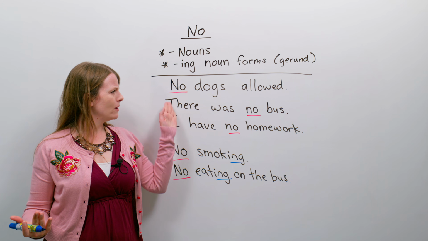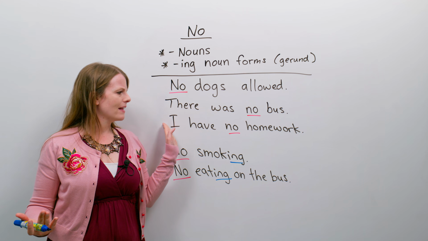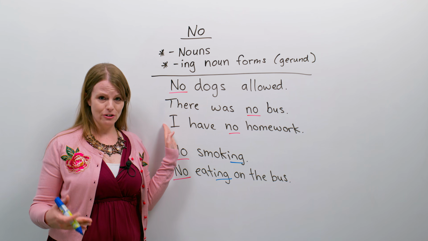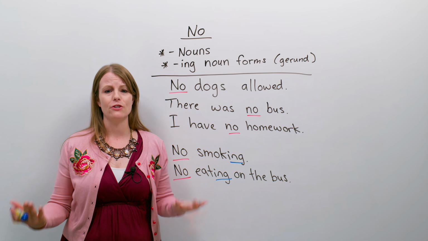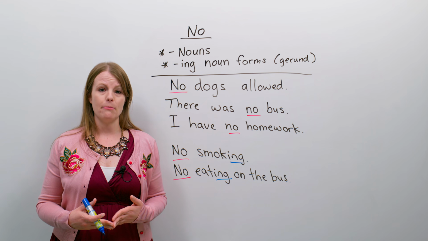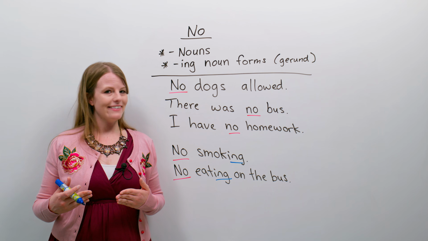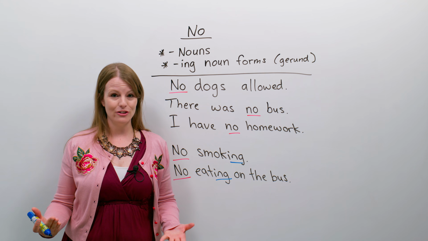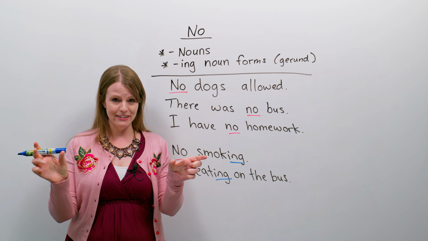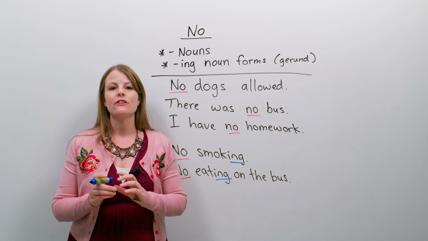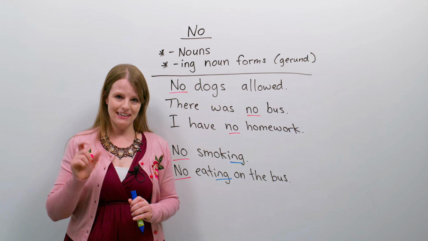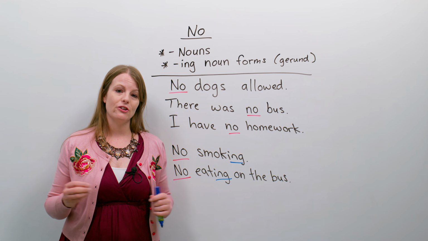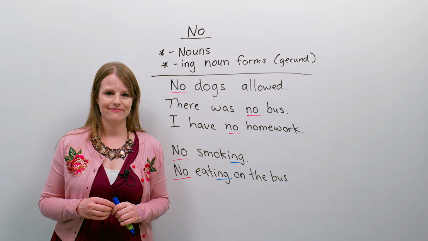You might wonder, well, can I say, I don't have homework? Yes, you can. You can say, I don't have homework, or I have no homework. Both of these are possible. You cannot say, I don't have no homework, because in English, we do not like two negatives in the same sentence. So you should have one negative per sentence. I have no homework, or I don't have any homework.